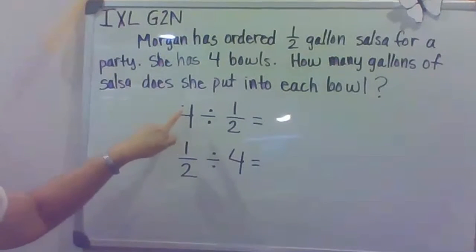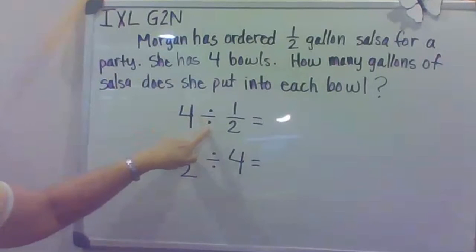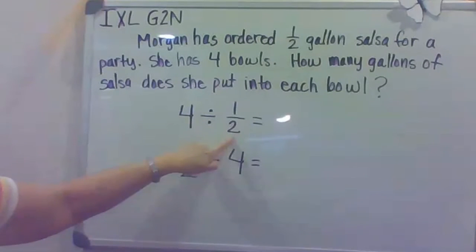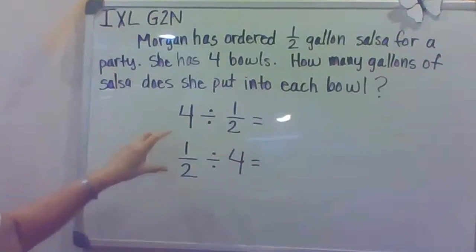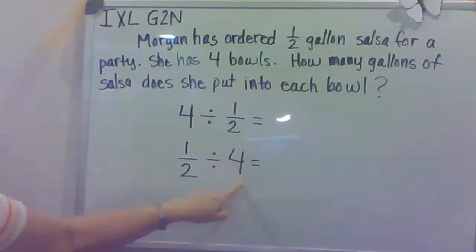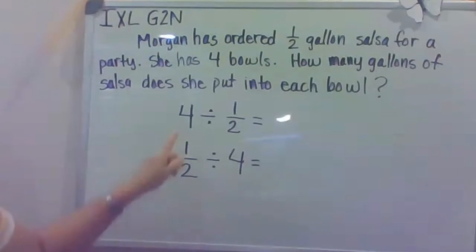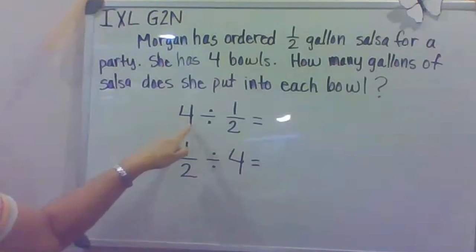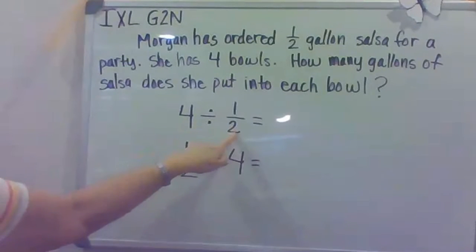So would this be 4 bowls being shared by half of a gallon? Or is it a half of a gallon of salsa being shared by 4 bowls? Maybe even meaning those 4 people. So which one makes more sense to you? Does she have 4 bowls of salsa? Nope, she doesn't, right? She has 4 bowls, but she has to share this 1/2 a gallon into each of those 4 bowls.